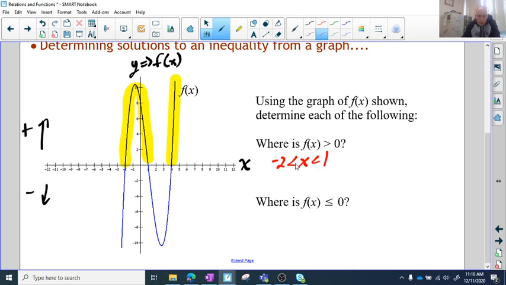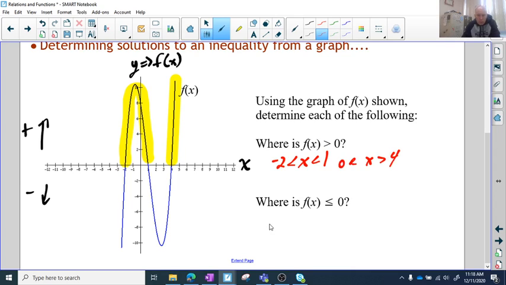Notice I didn't put the equal signs because at negative 2 and 1, it's not greater than 0, it's equal to 0. And then again, here, which would be any x value you pick that's to the right of 4, you would also get positive values up there. So, or any x value that's greater than 4.